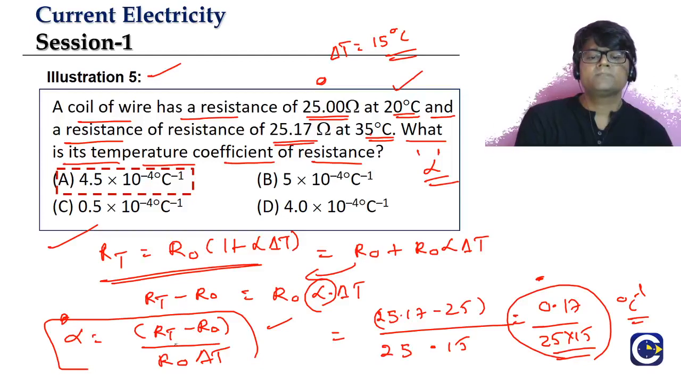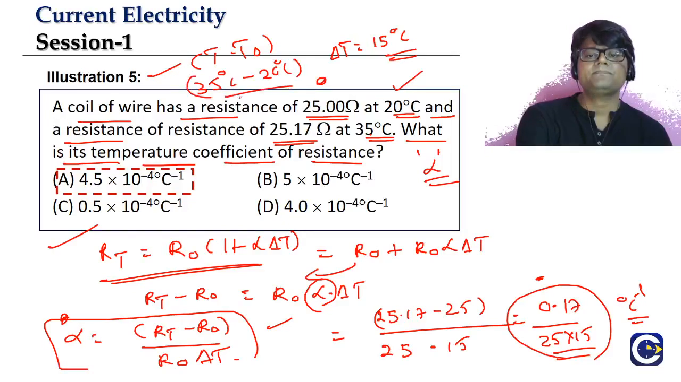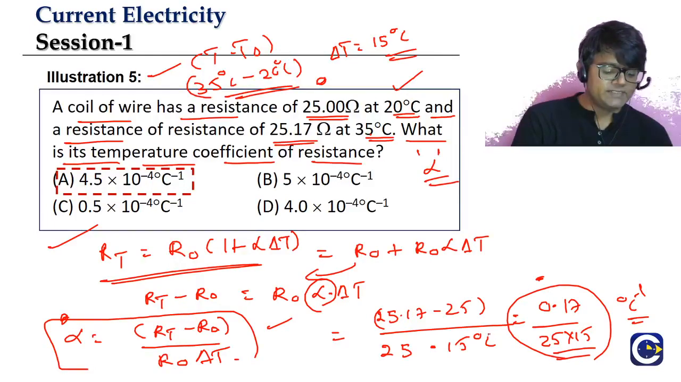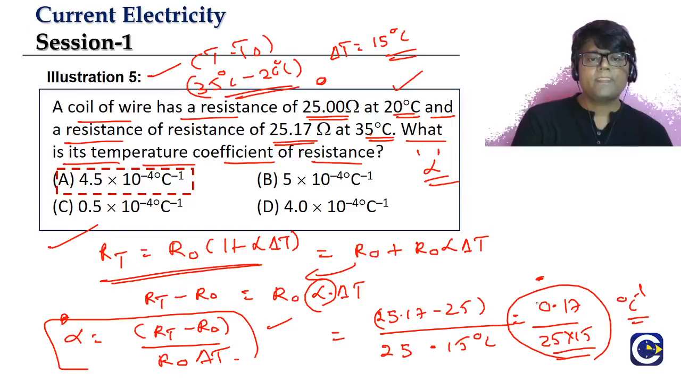That is the formula. So RT means 25.17, that is the second temperature, minus R0, which is 25, divided by R0, which is 25, into delta T. Delta T means T minus T0, right? T is 35 minus T0 is 20, which is 15 degrees centigrade. That's why the alpha value is coming in degree centigrade inverse. Clear guys? Okay. So just check. Most of us must have got the answer for this question guys.